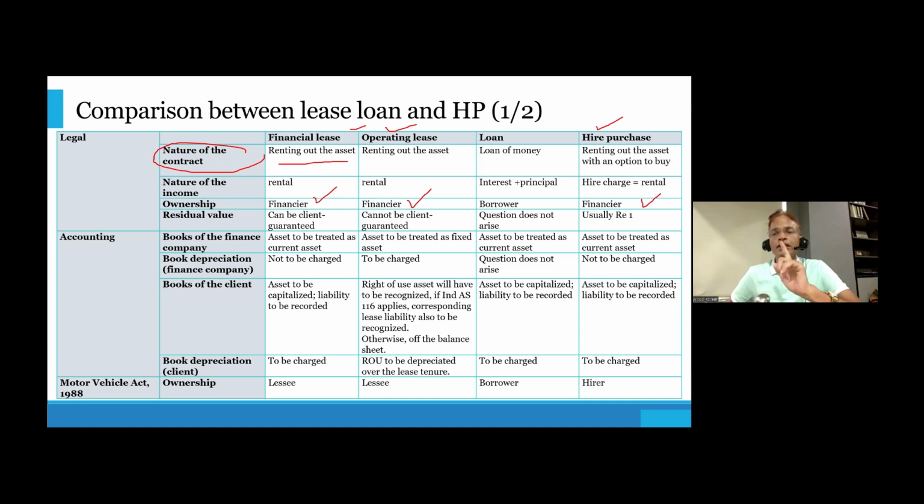an option to buy only at the end of the term. Until then, I am the owner. Therefore, ownership is retained by the lessor in each of case number 1, case number 2, and case number 4. Options 1, 2, and 4, ownership stays with the financier. It's in case of a loan transaction that the ownership is with the borrower from the very beginning.